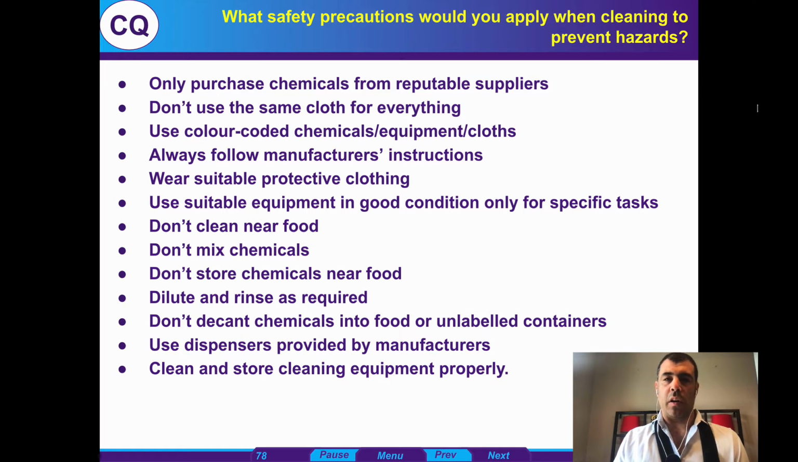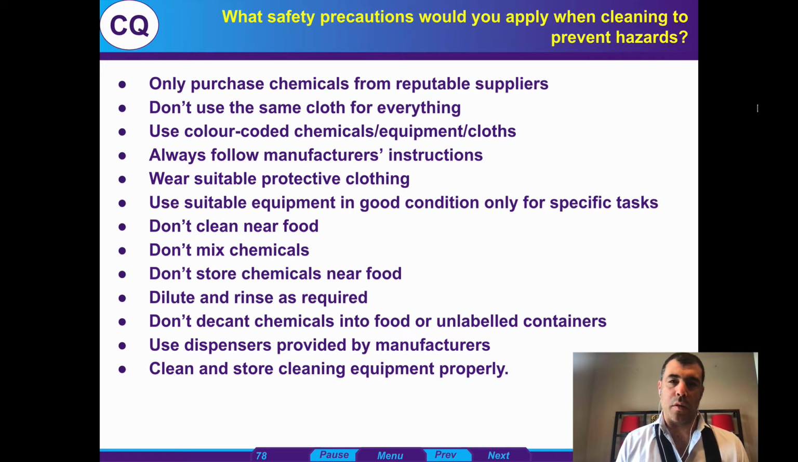Don't use the same cloth for everything. Use color-coded chemicals for equipment and cloths. Always follow the manufacturer's instructions. Wear suitable protective clothing. Use suitable equipment in good condition only for specific tasks. Don't clean near food. Don't mix chemicals. This is extremely dangerous. Don't store chemicals near food. Dilute and rinse as required.